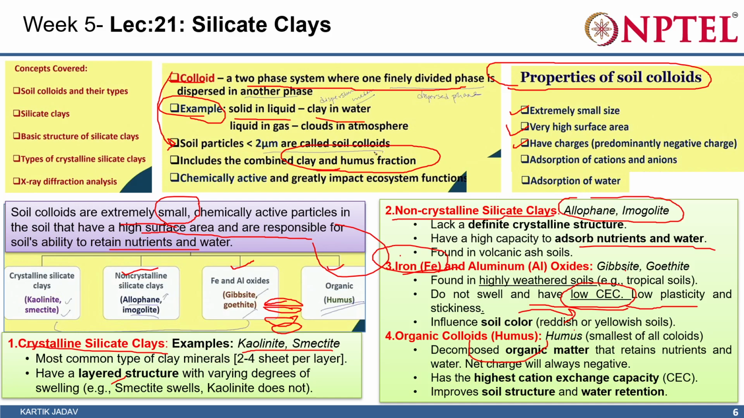Then the fourth one, which is very important, is organic colloids. Humus is the smallest among all the colloids, and it is generally decomposed organic matter that retains nutrients and water. The organic colloids have the highest nutrient retention capacity, and the net charge of this type of colloid is always negative. It also has the highest cation exchange capacity, because it is the smallest, and it also helps in improving soil structure and water retention.